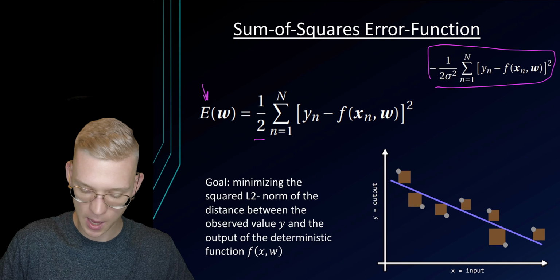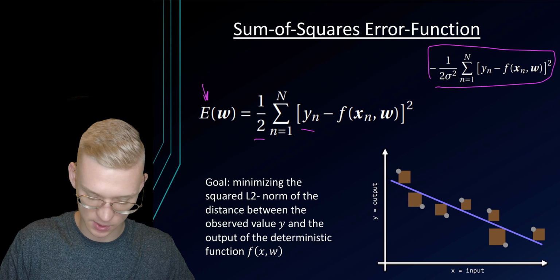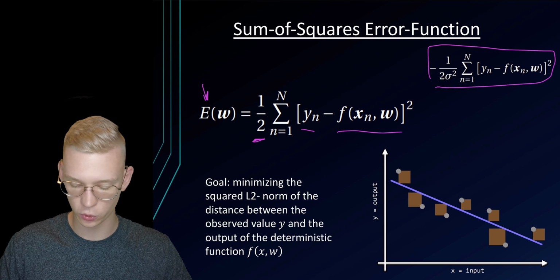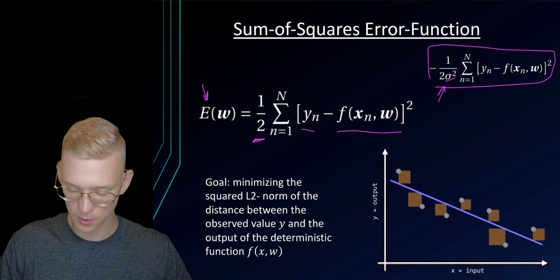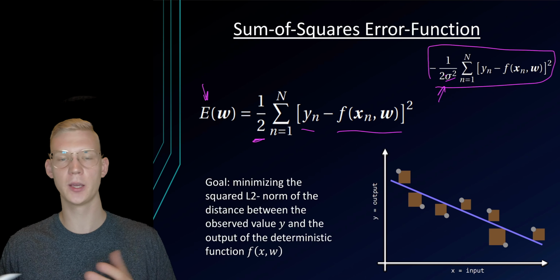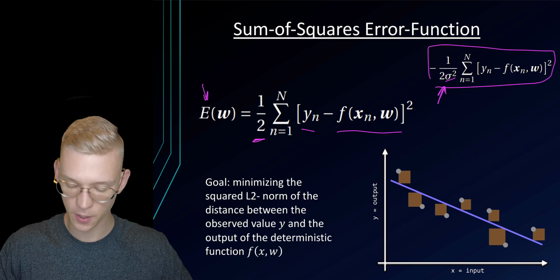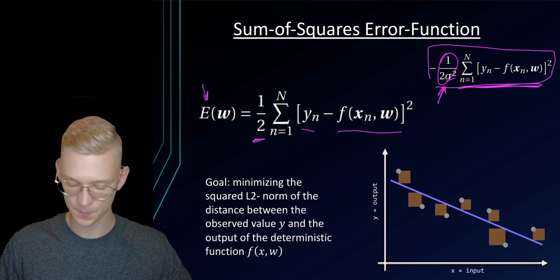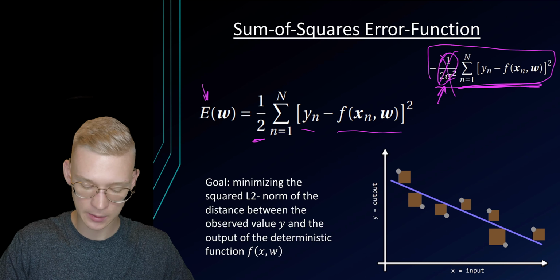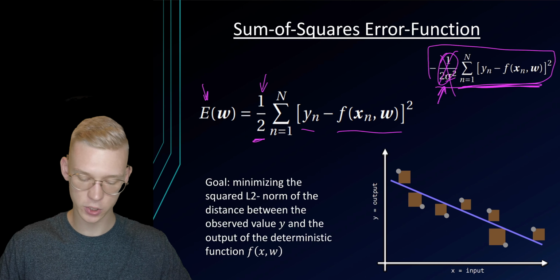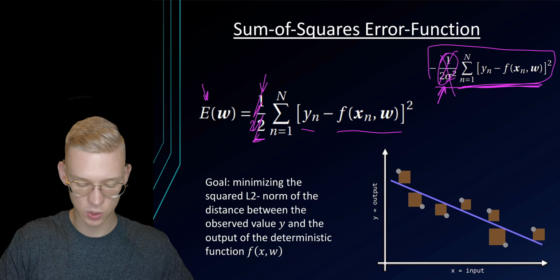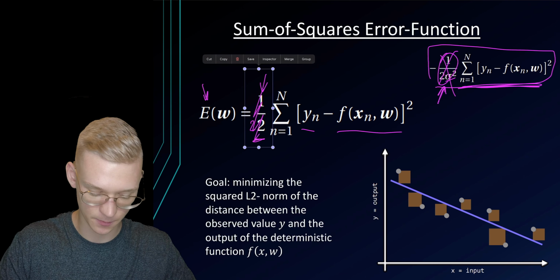So we get 1 over 2 times the sum of yn minus f of x and w. Why do we have a 1 over 2 if we had 1 over 2 sigma squared? Because if we later take the derivative, the prefactor doesn't matter. It is just a simple constant. We have to focus on this part. That's why we can just remove that and add another constant. The error function would be the same if we had, for example, a 22, or nothing here. The 2 will just help us later.